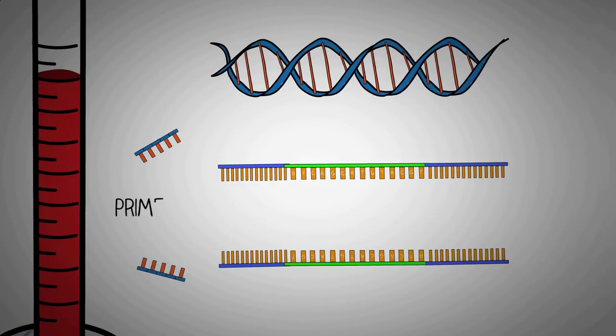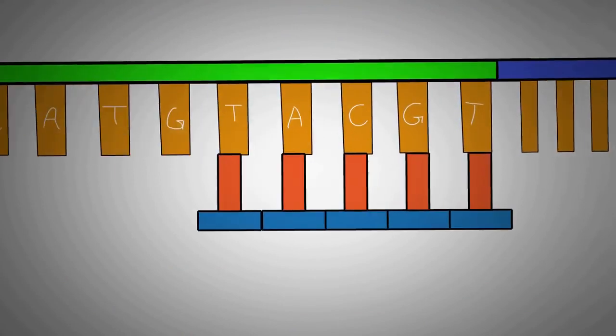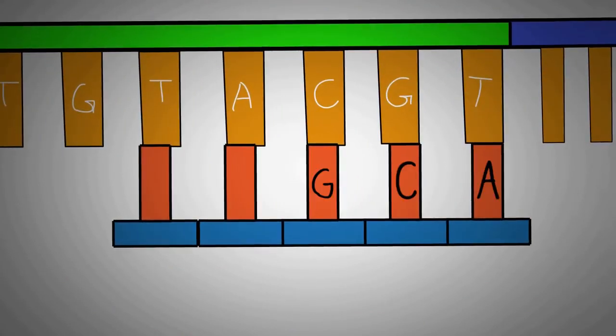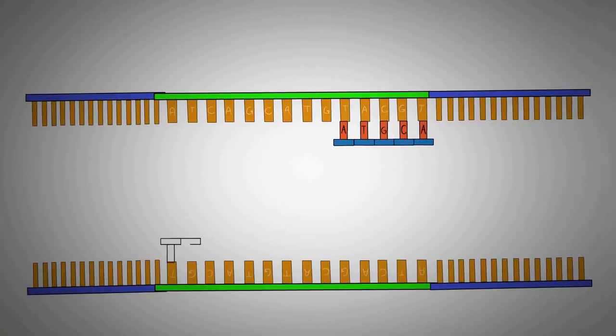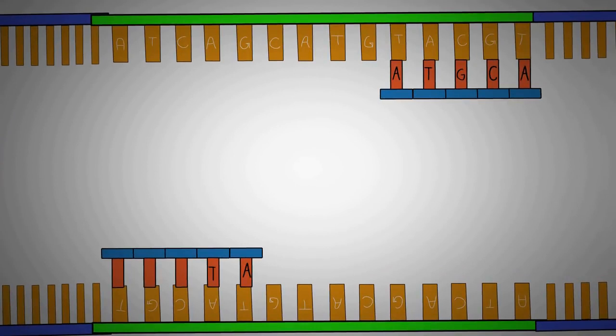Next comes annealing and the role of primers. We will use two primers, which are basically used to mark the specific area of the DNA that we want to amplify. The primers have the sequence that matches the sequence which is present at the starting point of the target region of these two strands of DNA.